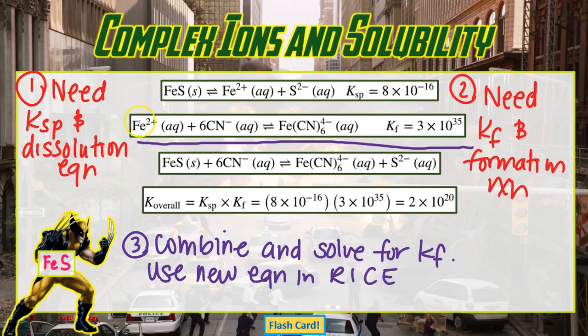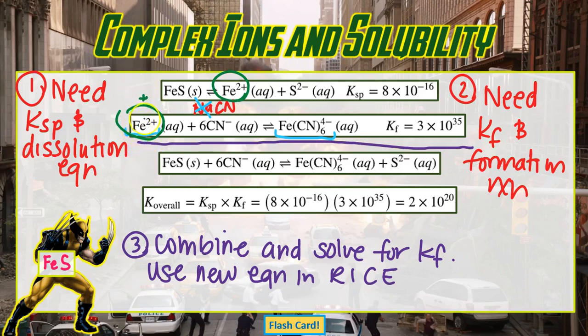When we add 1.0 molar, for example, of NaCN, the Na plus ion doesn't react, but the CN minus ion acts as a ligand and reacts with a small amount of the Fe2 plus. And guess what? They form the complex ion Fe(CN)6 4 minus. The formation of this complex ion has a Kf value of 3 times 10 to the power of 35. Since we already have our Ksp and dissolution equation, and our Kf and formation reaction, we can couple, or add, these reactions together.